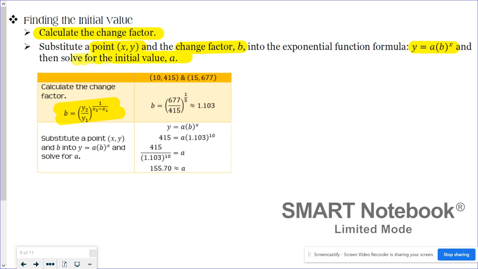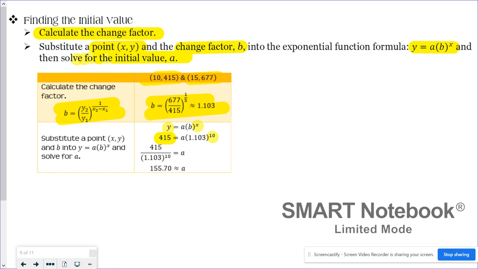So this was an example from the previous video. We are working with the two points (10, 415) and (15, 677). We calculated our change factor and we got 1.103. To find the initial value, we have to substitute a point and the change factor into the exponential function formula. I have decided to use the point given by 10 and 415. So you'll notice that I'm plugging in 10 for my x and 415 for y.